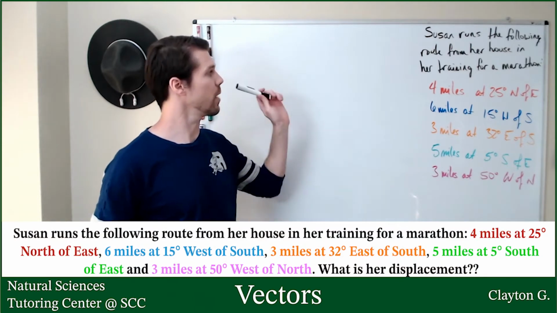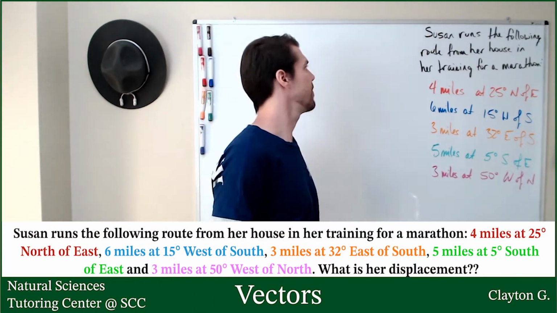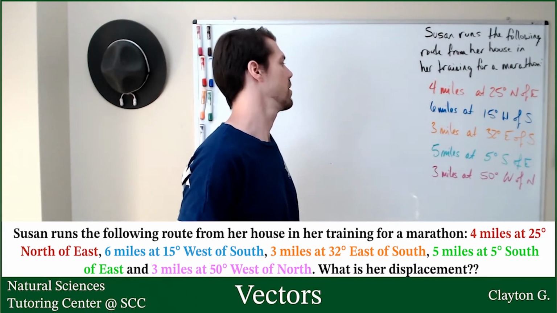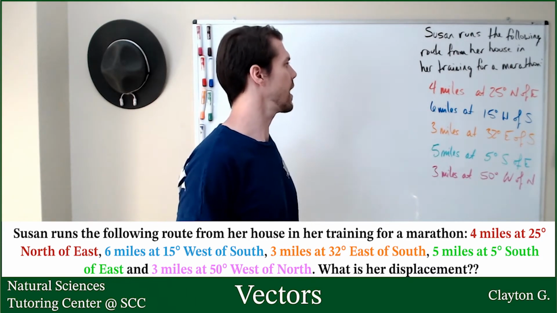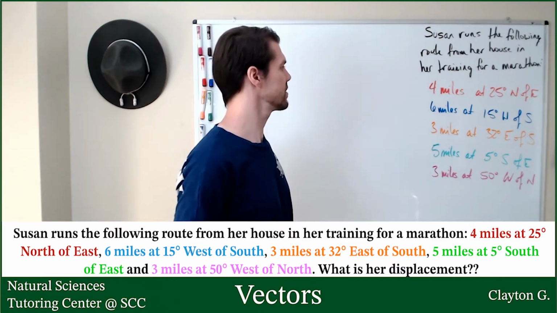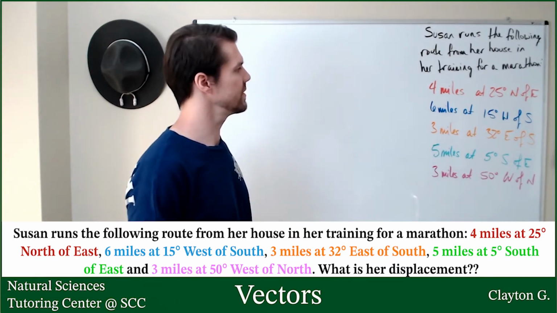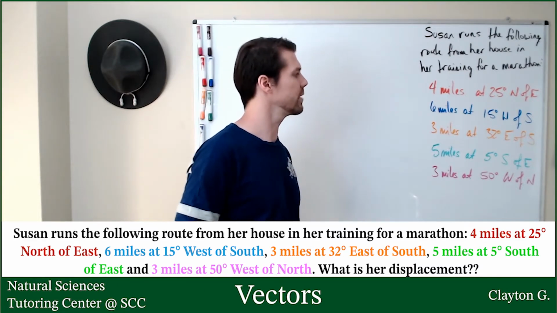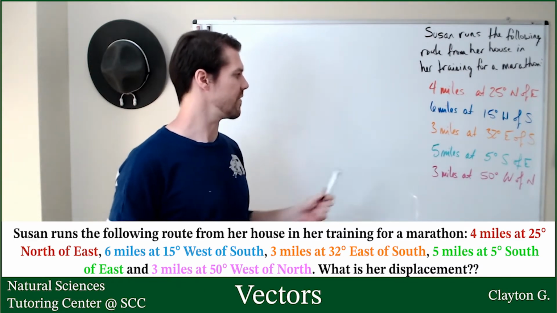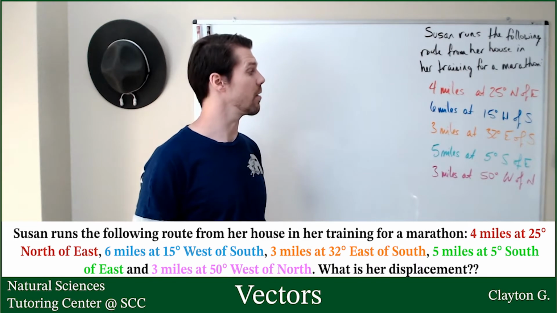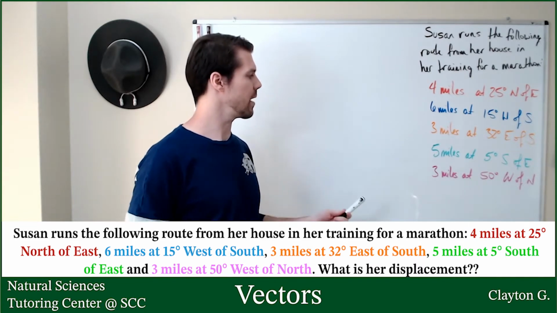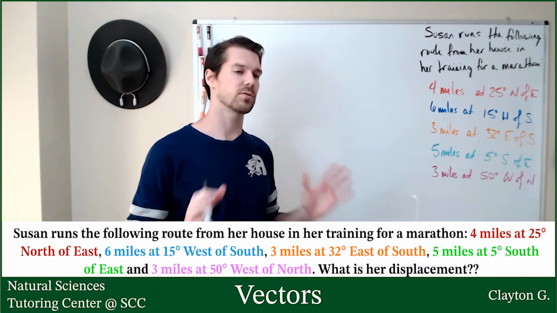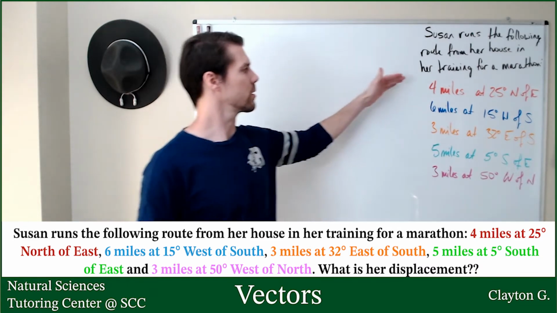All right, so the problem is Susan runs the following route from her house in her training for a marathon. She runs 4 miles at 25 degrees north of east, 6 miles at 15 degrees west of south, 3 miles at 32 degrees east of south, 5 miles at 5 degrees south of east, and 3 miles at 50 degrees west of north. So first and foremost, all of these are clearly vectors.